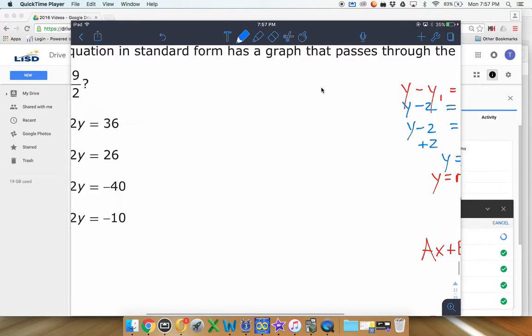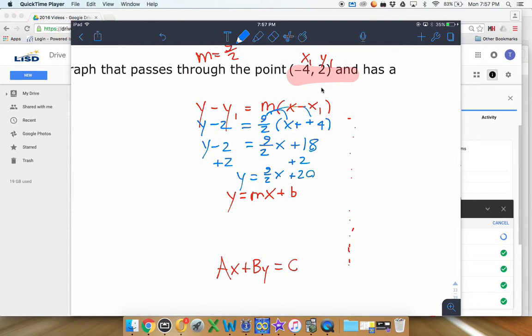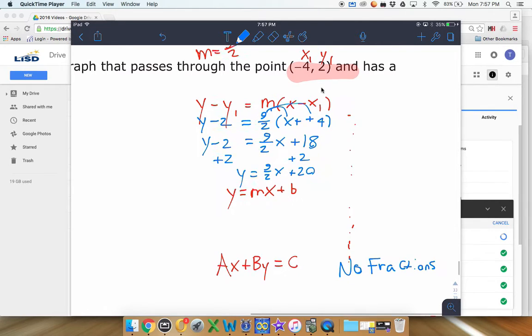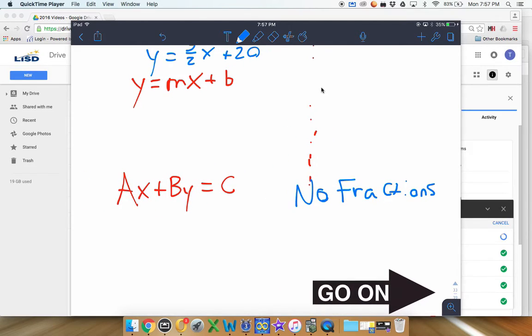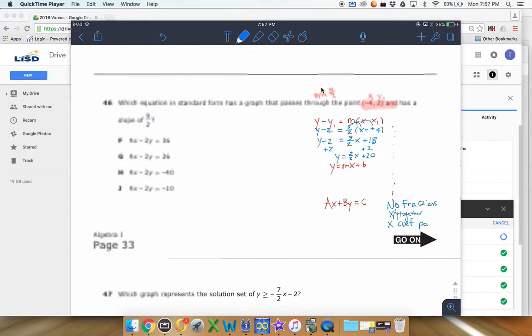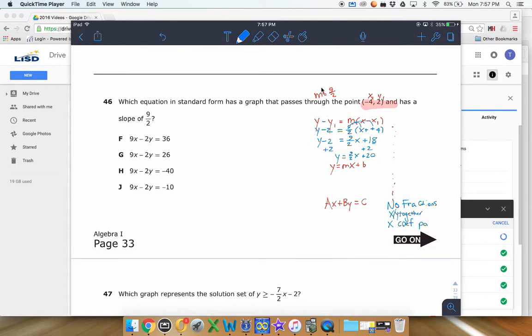Essentially, standard form means you want no fractions, and that also means no decimals. So no fractions or decimals. You want x and y together. And then also, usually your x coefficient needs to be positive. It's a little bit more visually pleasing, I guess, to have the thing you're leading off with be positive there.